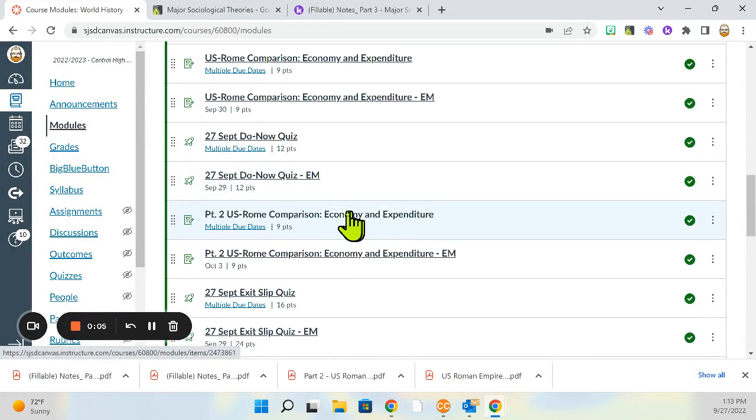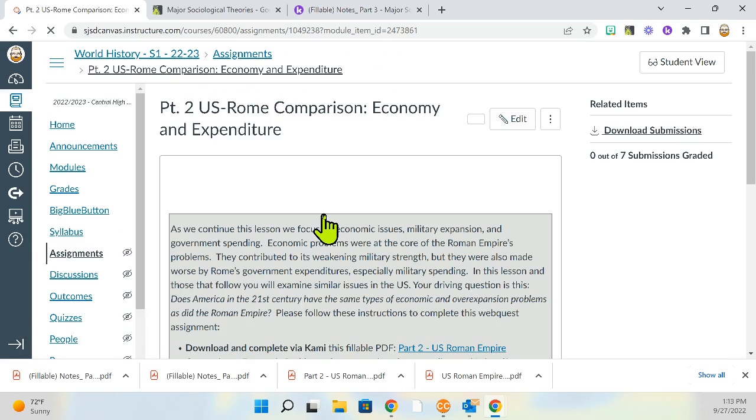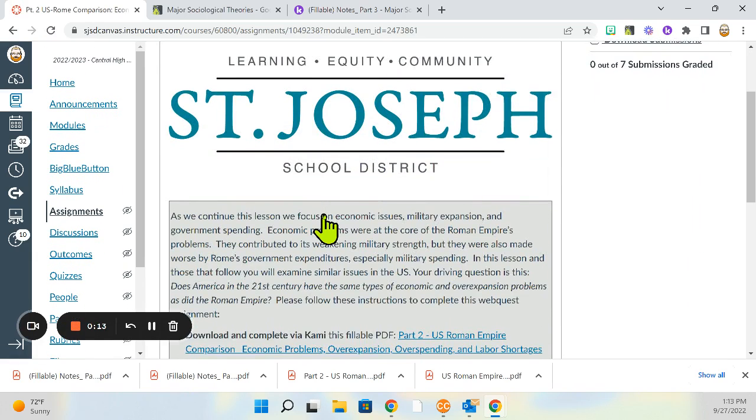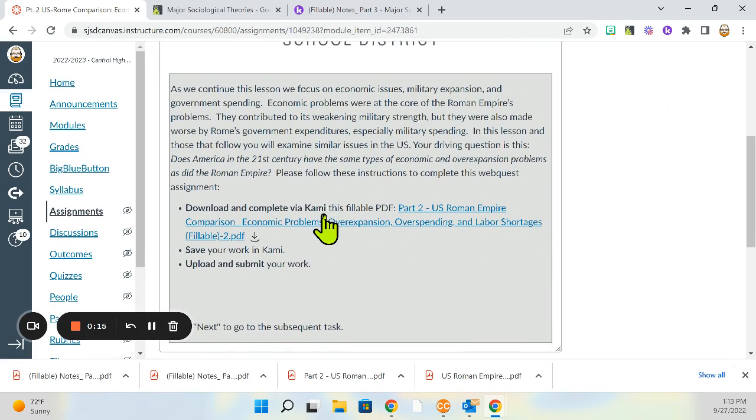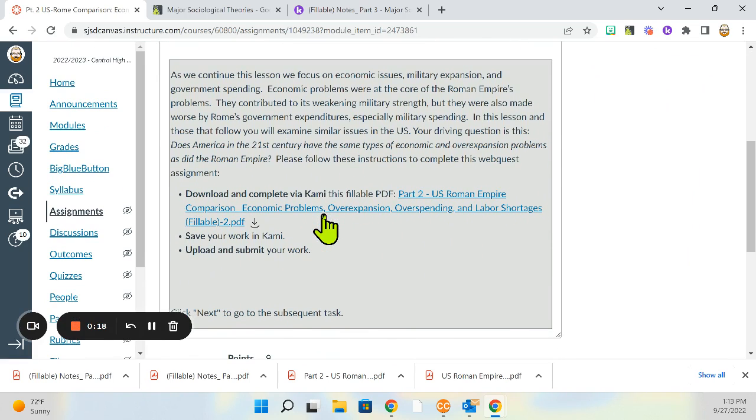And what you need to find is part two, U.S. Rome comparison, economy, and expenditure. Yesterday, you learned about GDP, and that is a key concept for talking about economies. And remember, we are looking in this lesson and in this module at economic issues, military expansion, and government spending, because economic problems were a huge problem for the Roman Empire. They contributed to its weakening, and they were made worse as it had to spend more and more of its wealth trying to maintain its military.